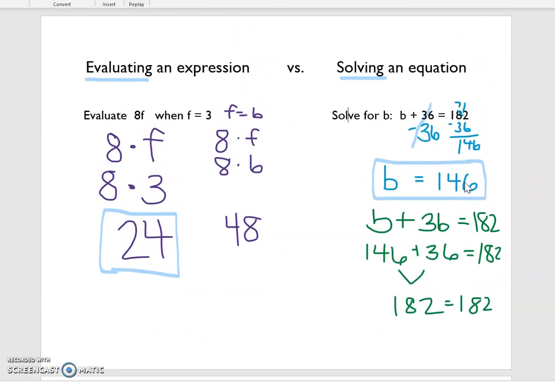Okay, remembering again, the key difference I'm looking for you to establish today is how do you operate with an expression versus how do you operate with an equation. Okay, expressions mean you're going to plug something in and be able to give me an answer. Solving means that we're going to use the opposite operation to get the variable by itself.